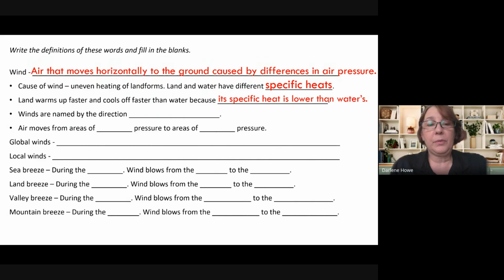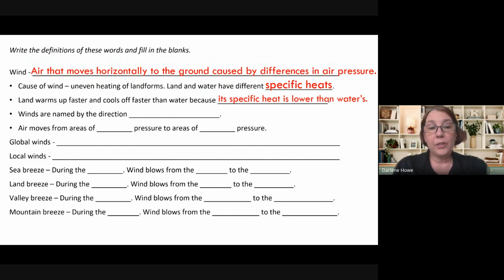Please write these down if you don't have them, because writing it down will help you to remember it. It's been studied and shows that this actually helps you to remember things by writing them down. Typing them doesn't help. Writing them, yes. Winds are named by the direction.